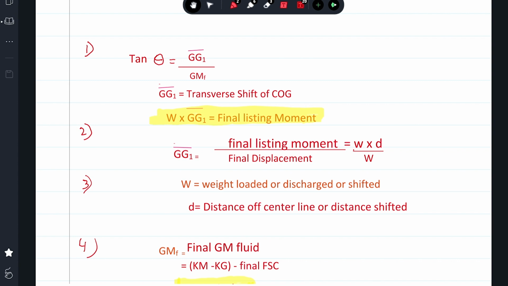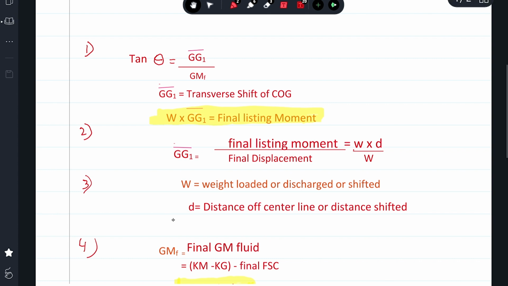All the weights causing listing moment to port will be put under that column, and all the weights causing listing moment to starboard will be written together under that column. Then we add them up, see which one is bigger, and get the net listing moment. For example, if the starboard listing moment is bigger than the port listing moment, then starboard minus port listing moment will give us the net listing moment to starboard. Like that, you get the final listing moment.